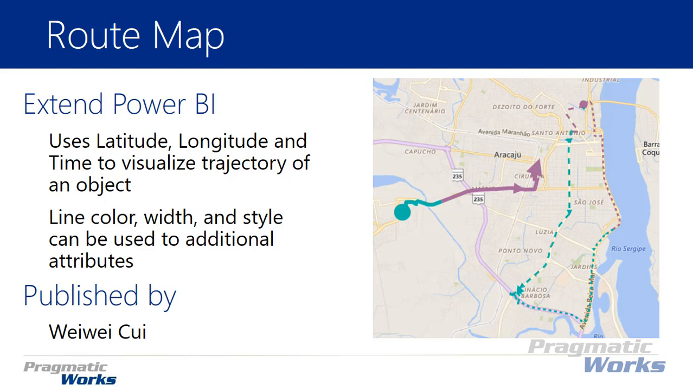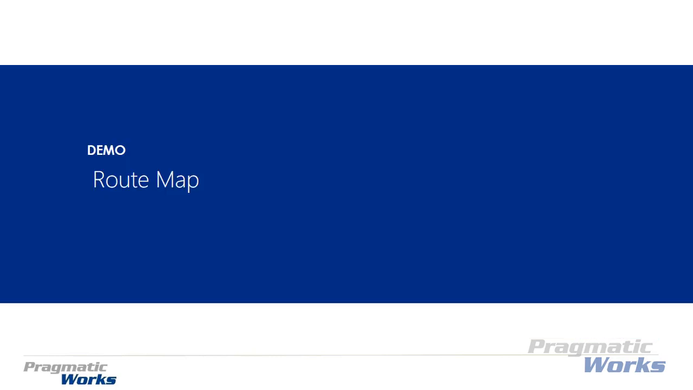So the different data set attributes that you have will help you analyze and be able to visualize your map in different ways. All right, you can see who published this one. Let's go ahead and take a look at where you need to go next to be able to download and use this route map custom visual.